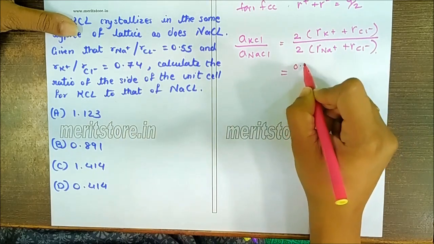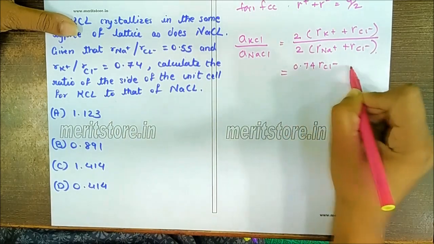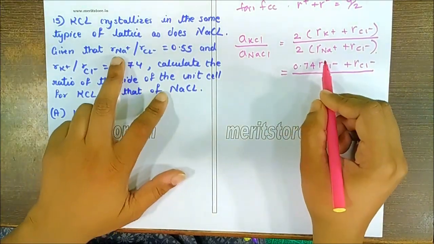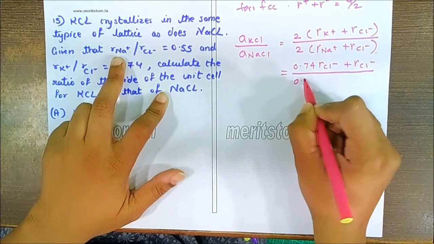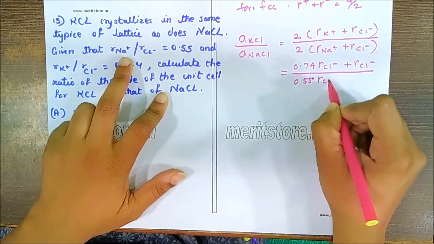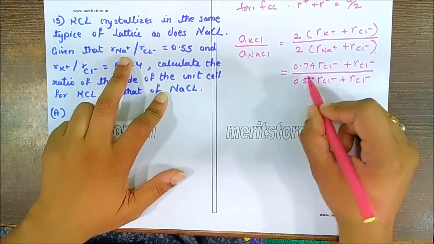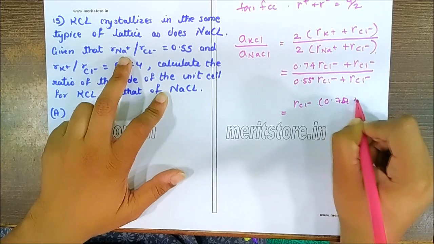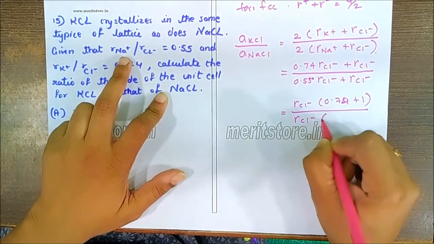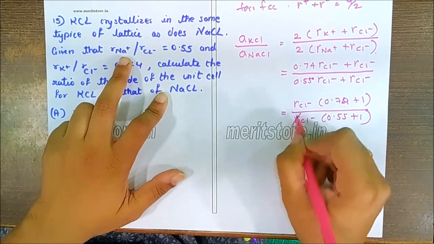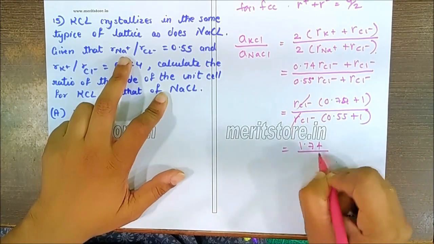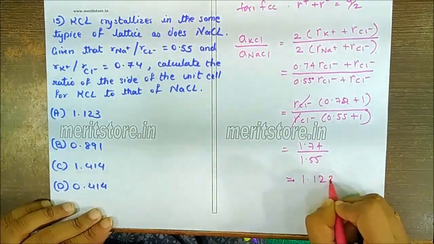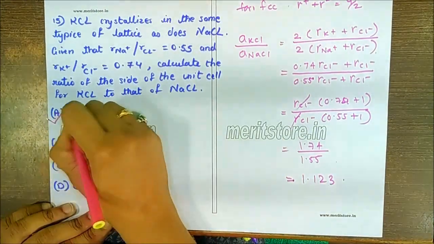So I am writing 0.74 into r of Cl minus plus r of Cl minus, divided by, similarly substituting for r of Na plus, 0.55 into r of Cl minus plus r of Cl minus. I am taking r of Cl minus common from this. So it will be 0.74 plus 1 over 0.55 plus 1. r of Cl minus gets cancelled. So this is 1.74 upon 1.55. That comes out to be 1.123. So answer is option A.